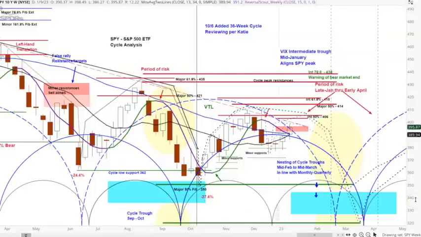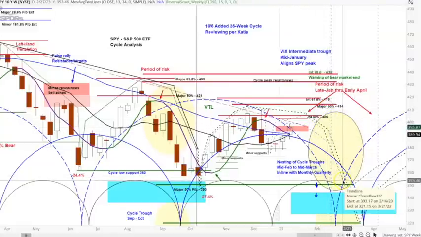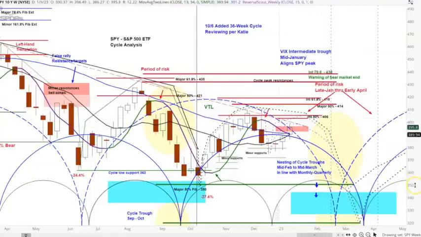So that's a little longer look than I was looking at, but you can see here, period of risk, late January through early April is right in here. And I think the odds are pretty good that if you're an investor and you wanted to do some buying, your opportunity to do so is going to come during that period.